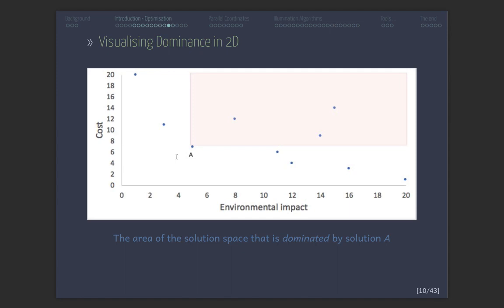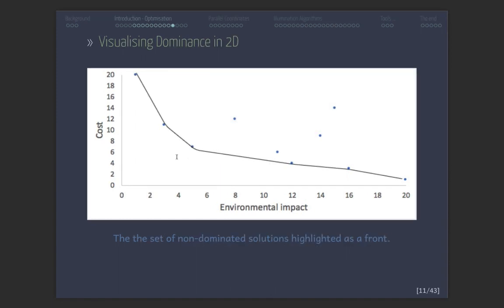If we pick solution A, everything in that red highlighted area is dominated by A. A is better than these three solutions in at least one way and equal to them in every other way. There is no reason why I would pick any of these three solutions over A. If we go through these solutions, we can create this front of non-dominated solutions, where the solutions highlighted by the polyline are those that are not themselves dominated. It is that front of solutions that NSGA2 or the techniques described by Umbuke will give you.